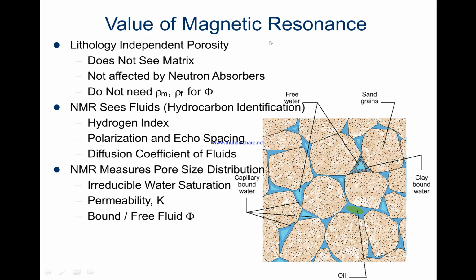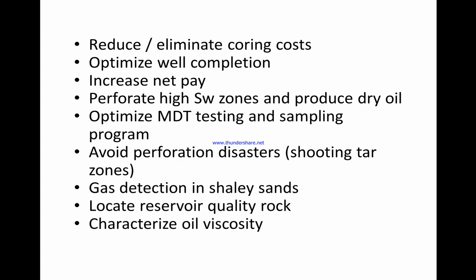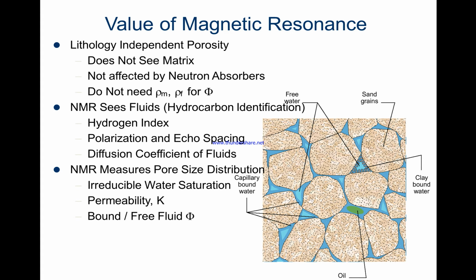The value of the magnetic resonance tool. What is the value of the magnetic resonance tools? The most important value for this tool is lithology-independent porosity. What does it mean? The tool plays on the hydrogen index in the fluid inside the pore space, not the hydrogen index inside the formation. So whenever you get a porosity from the NMR tool, you will get the accurate porosity, independent of matrix effects.